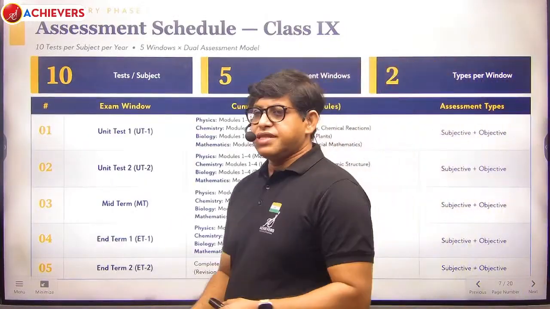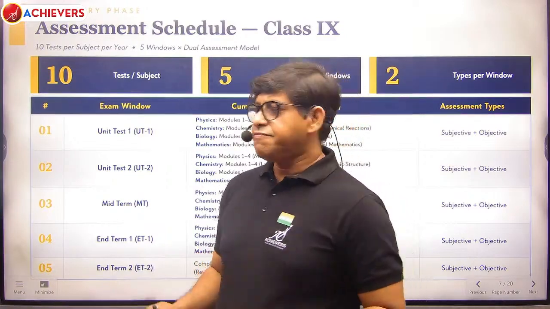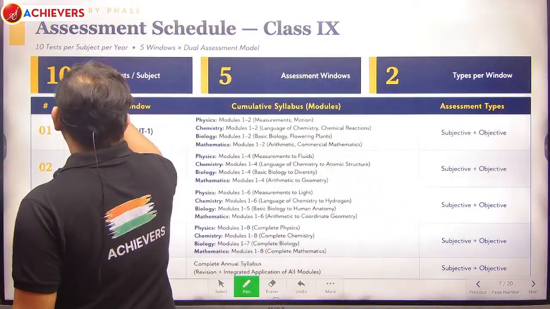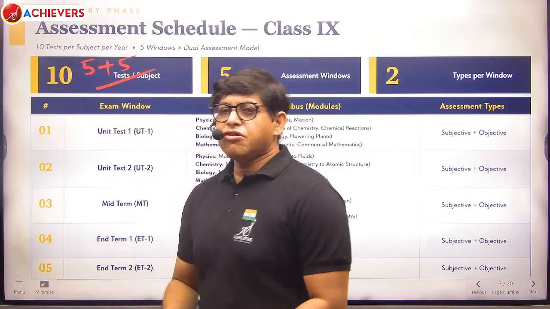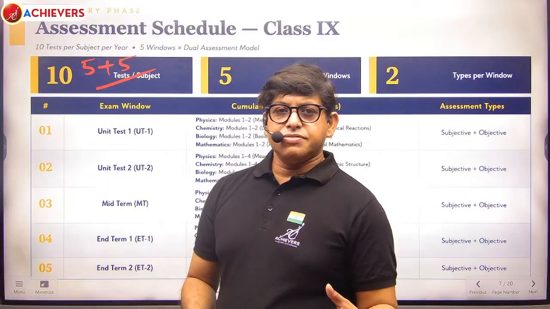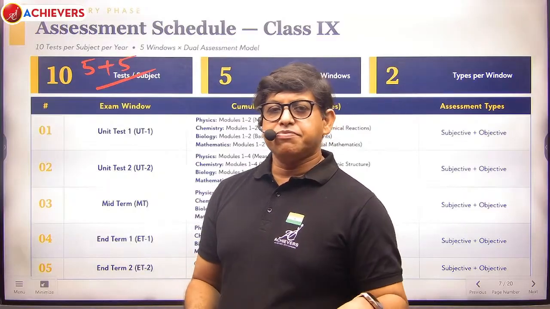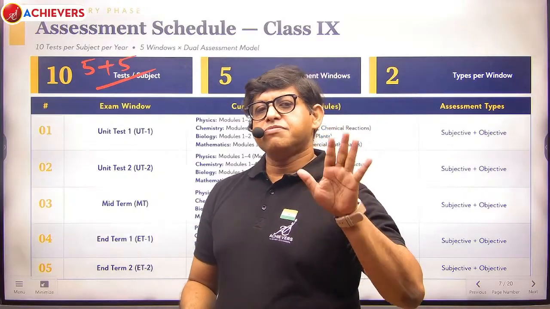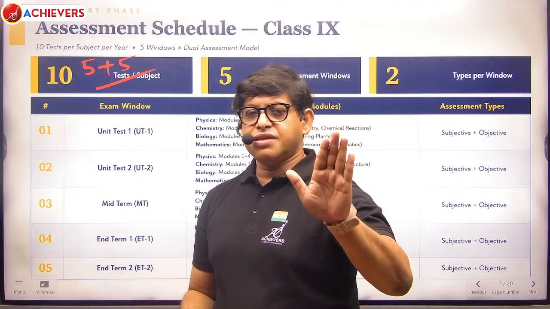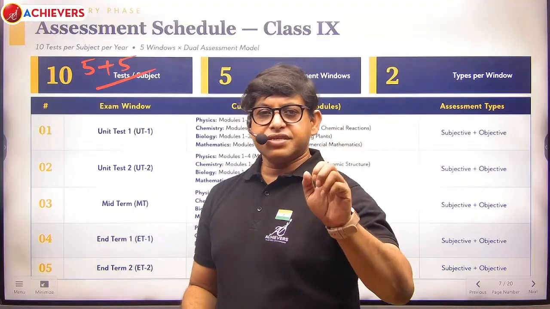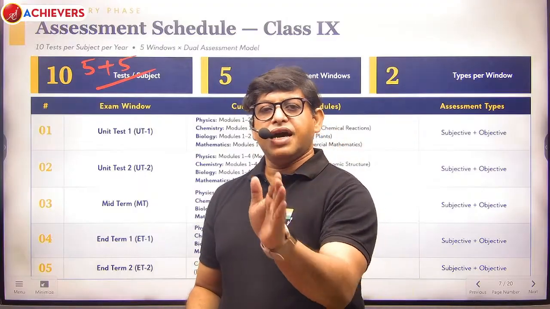Actually, what we do is that we take 5 subjective tests, and 5 objective tests also. Now this objective test will be foundation type, that will be pre-JEE, pre-NEET type examination. So 5 subjective tests, UT1 of syllabus, say suppose syllabus A with respect to physics, same syllabus and objective pattern.